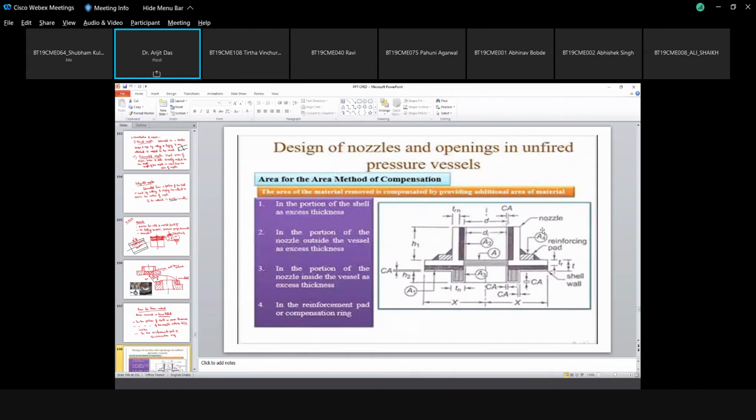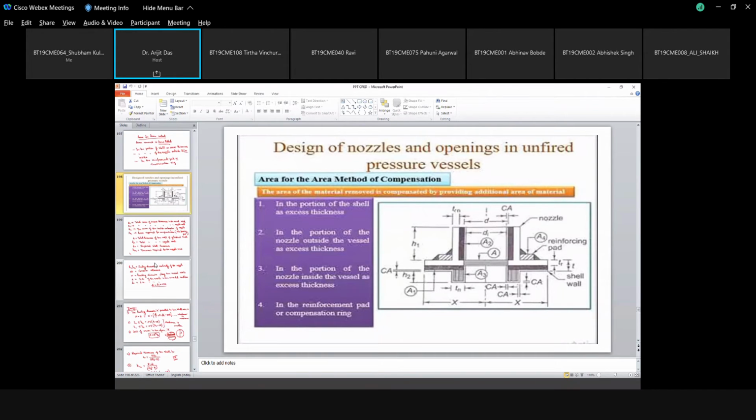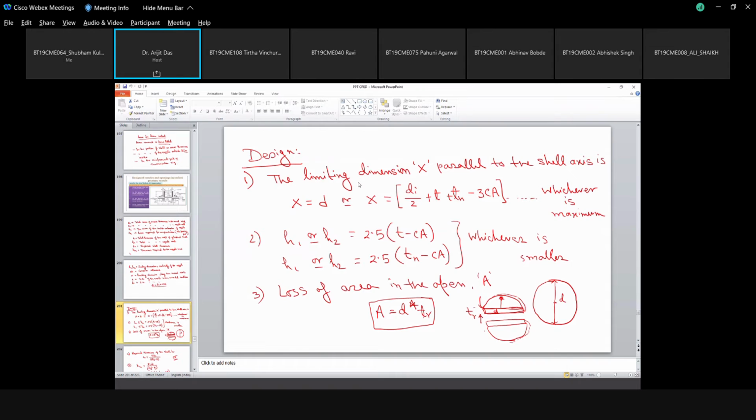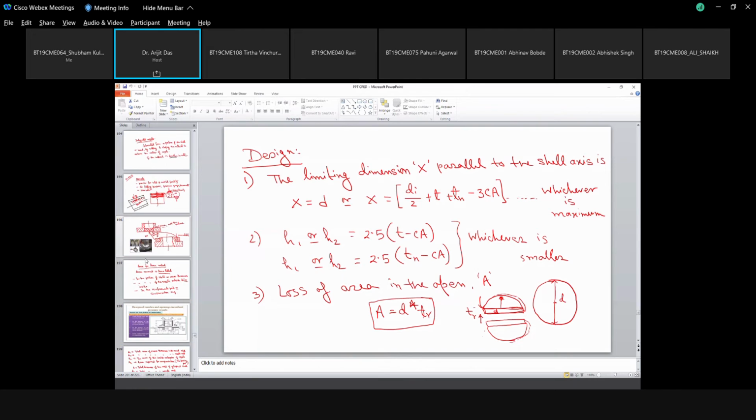If you understand the different meanings, then it is very easy, because the expression for calculating the value of x, and the values of A1, A2, h1, h2 are all given. You just need to understand the notations applied in this figure. Now, these are the design process. All the values are given, t, tn. What is t, tn? It is already given here.